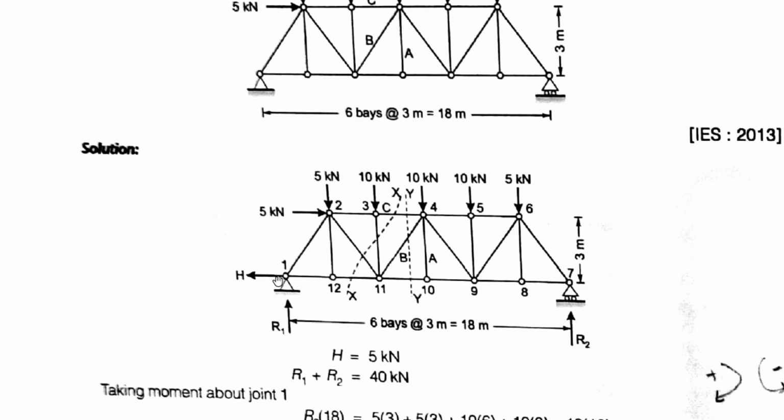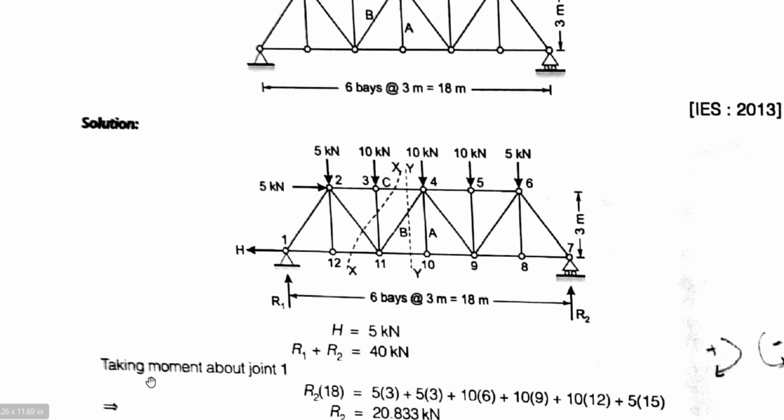As this is a hinge support, we have two reactions, one vertical and one horizontal. So H of 5 kilonewton is acting here, and H is equal to 5 kilonewton by summation of Fx equal to 0. R1 plus R2 is equal to 10 plus 10 plus 10 plus 5 plus 5, which is 40 kilonewton. Now taking moment about joint 1, this is my hinge support, and I know the summation of all the moments is 0.